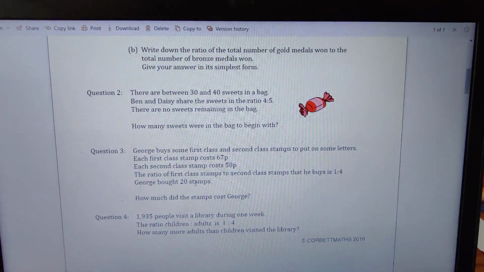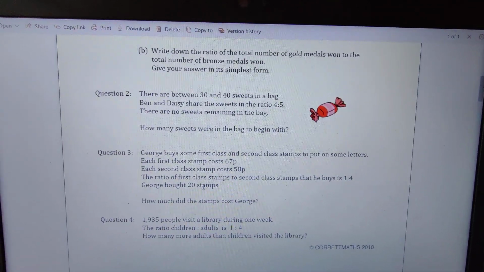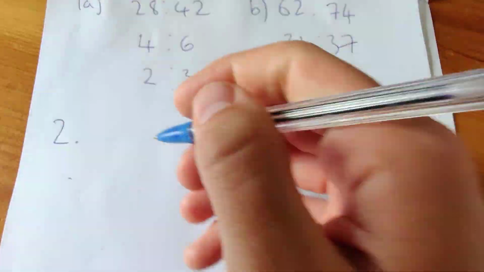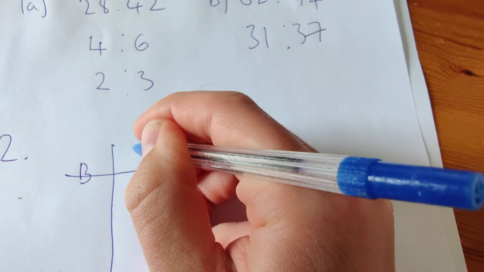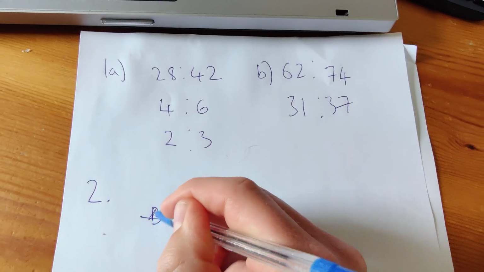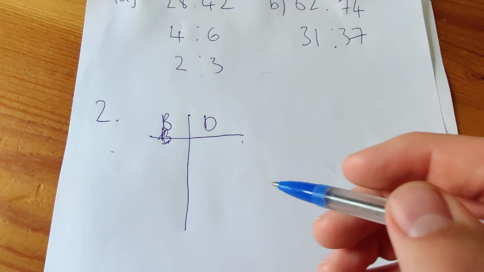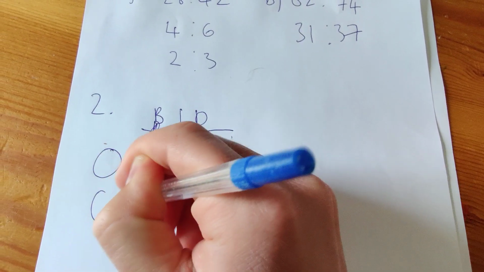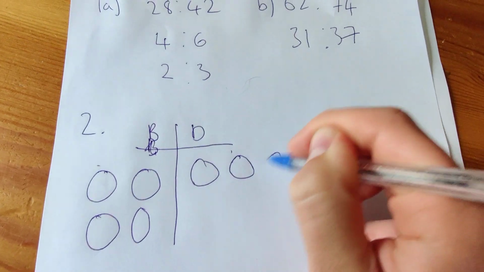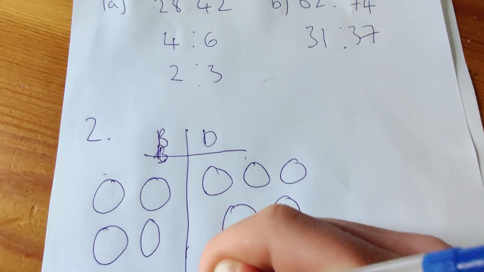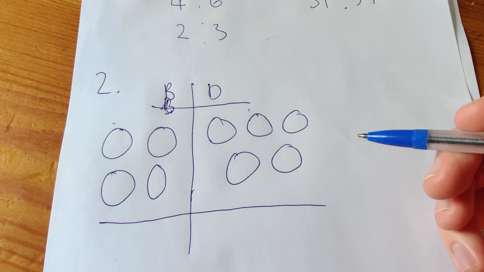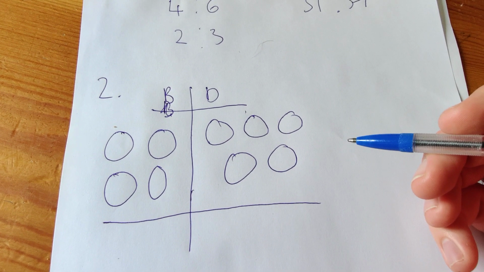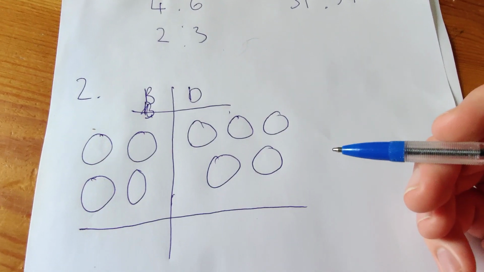With any of these, if I've got a ratio, the first thing to do is draw my table. It says they're sharing it in the ratio 4 to 5. So I'm going to draw that table. Ben and Daisy in the ratio 4 to 5. Okay, now the key with this is sweets have to be a whole number. At least you can assume if Ben and Daisy are sharing sweets that they're probably not trying to cut them up. It's going to be a whole number of sweets.